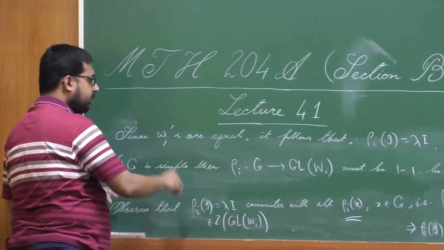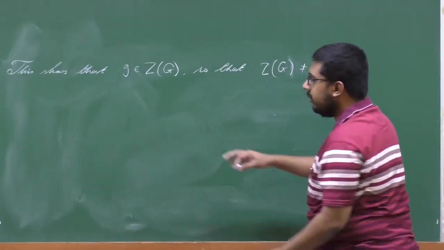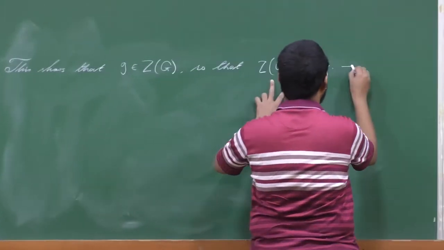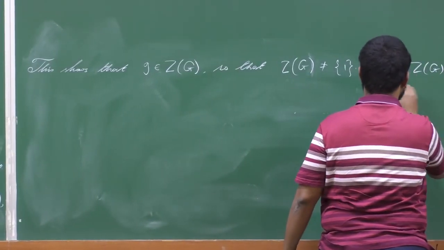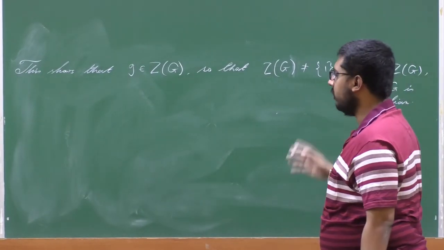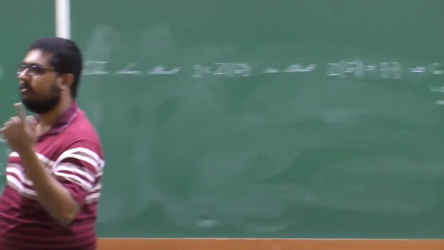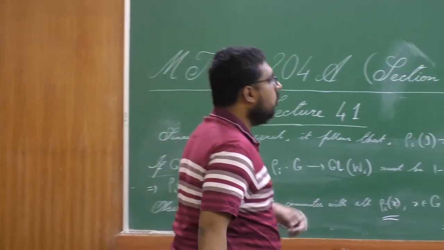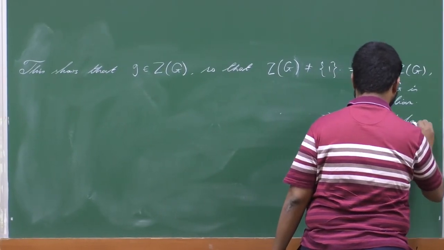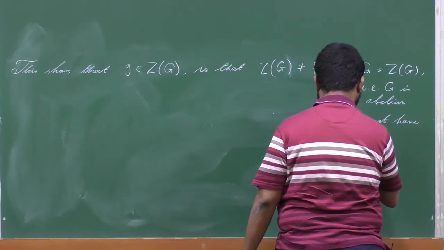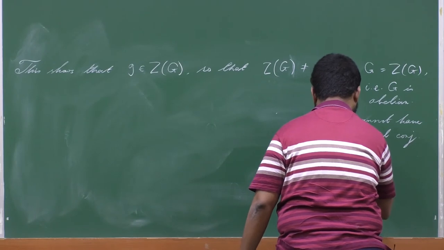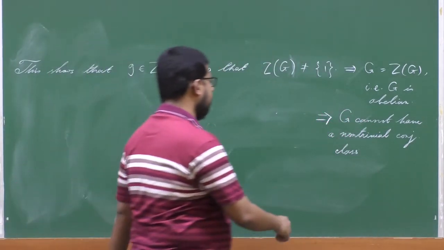So all this started when we assumed G is simple. Now the center is non-trivial, and in the beginning of this phase of the argument, we started with assuming G is simple. So from this, it will follow that G equals the center of G, that is G is abelian, but this is not allowed, because if this is abelian, then every conjugacy class will be trivial. So G cannot have a non-trivial conjugacy class. But by your assumption, this is simply a contradiction.